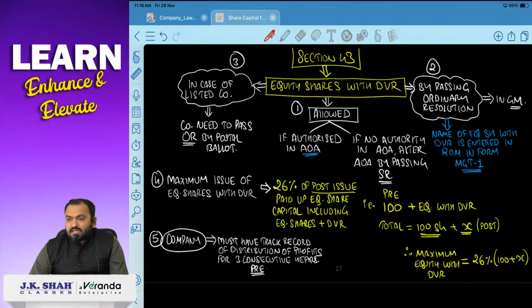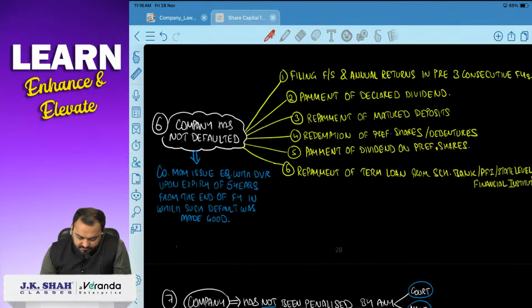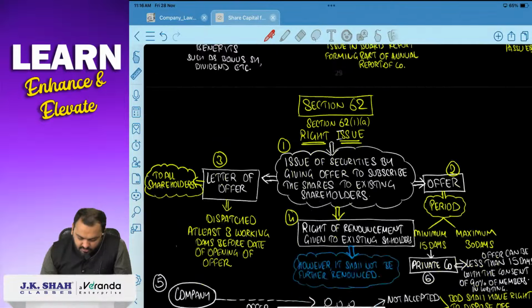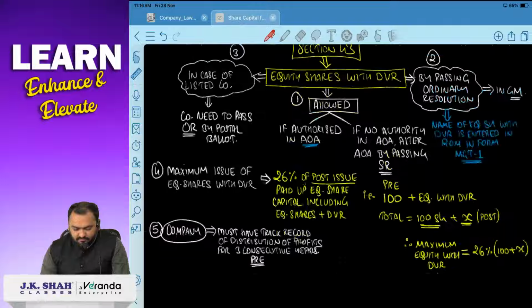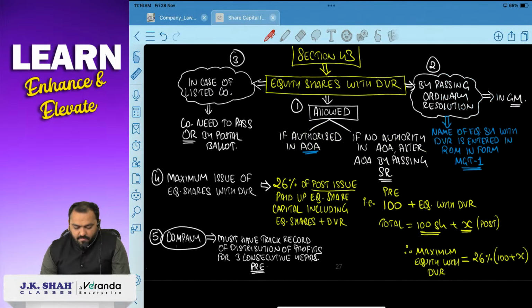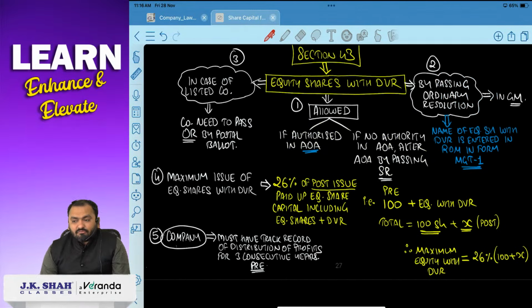Next is equity shares with DVR. That is differential voting rights. I told you one is pari-passu rights. Another is differential voting rights. Okay, so now here also there are points, very simple. You can see total 10 points and it's over. Okay, first, equity shares with differential voting rights.